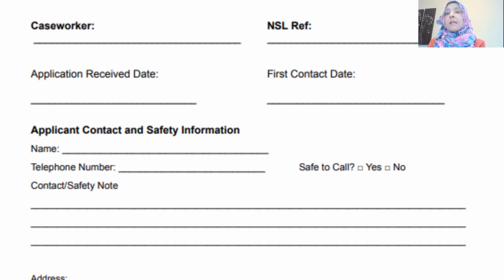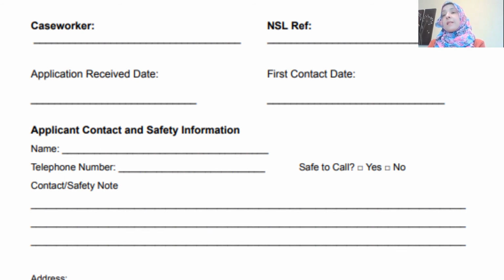At the meeting, this is the information that we will be obtaining from the client. So their contact information and their safety information, which is really crucial. So we ask here the standard question about their telephone number, but it is very important to ask them whether it's safe for us to call that number or whether they would prefer an alternative means of communication.